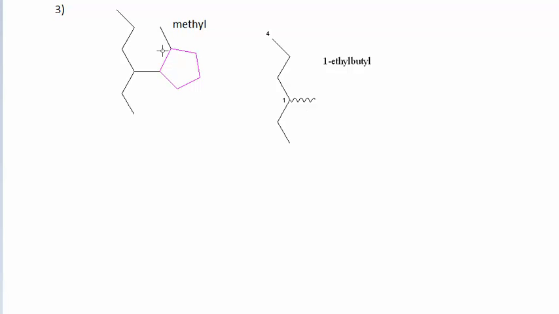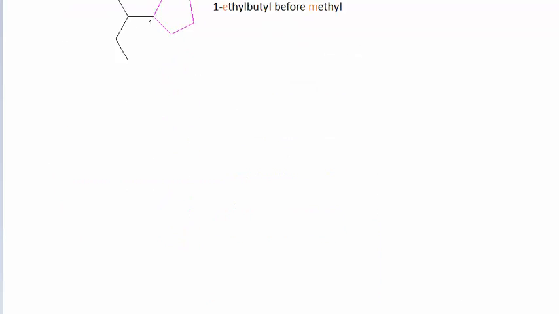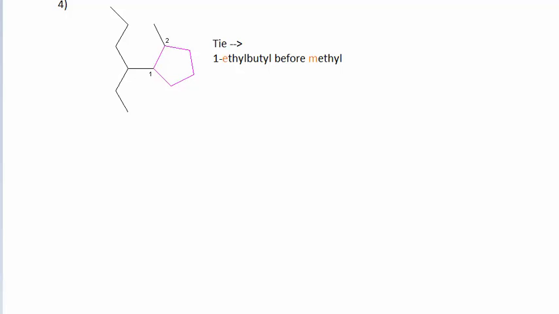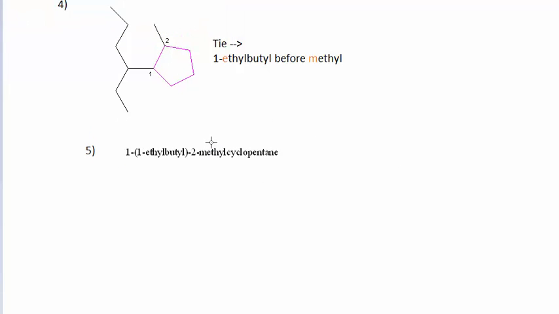Okay, once again, the problem here when you're numbering, which is our next step, is you have 1, 2 or 1, 2. How do you know which way to go around this ring? Well, you need to use alphabetical order. So the E beats the M, so you start here and you go around this way. So 1, 2. And lastly, combine all of these together and your final name will be this: 1-ethyl-butyl, 2-methyl-cyclopentane. Okay.